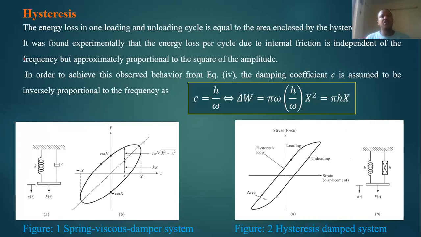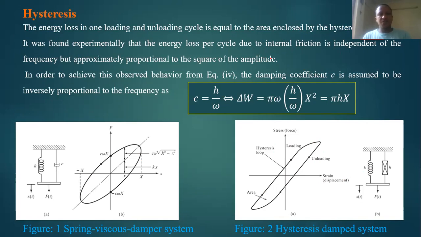Now in the case of hysteretic damping, the energy loss in the loading and unloading cycle is equal to the area enclosed by the hysteretic loop. So this is the hysteretic damped condition, and this is the viscous damped condition. It was found experimentally that the energy loss per cycle due to internal friction is independent of the frequency, but approximately proportional to the square of amplitude.